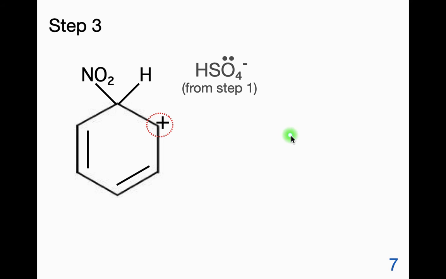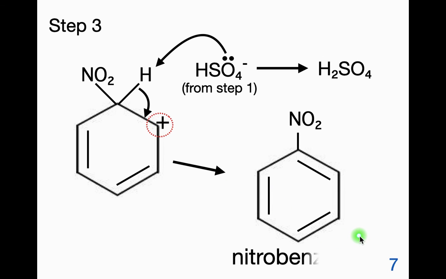The third step, the bisulfate ion, which was from step 1, remember, one of the lone pairs on an oxygen will form a dative covalent bond with the hydrogen. It'll have a stronger attraction for the hydrogen than does this carbon. So it'll be plucked away and reform sulfuric acid. In so doing, we now have 2 electrons that can reform the bond with this carbon, which is what occurs. And there we have it. This is nitrobenzene. This is the compound that we are interested in making.